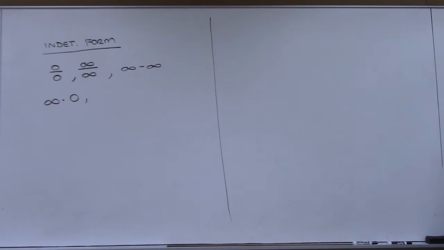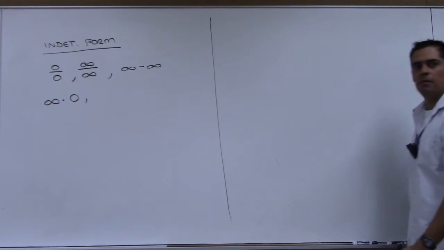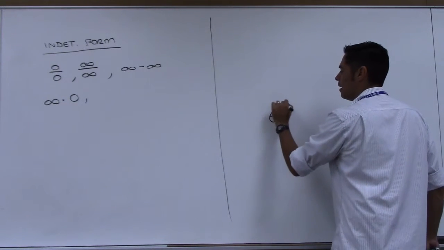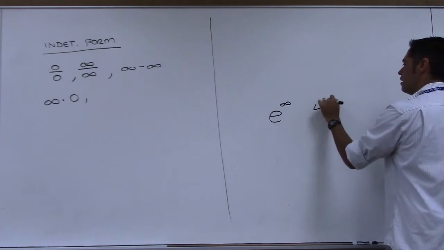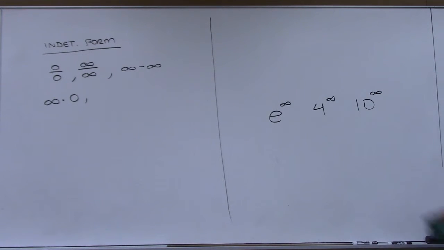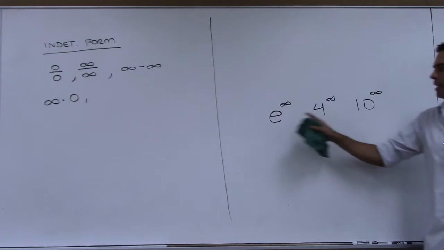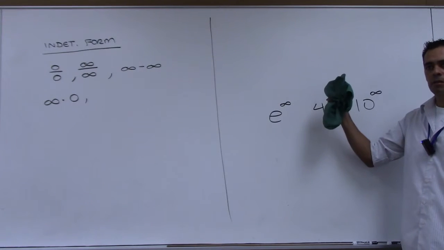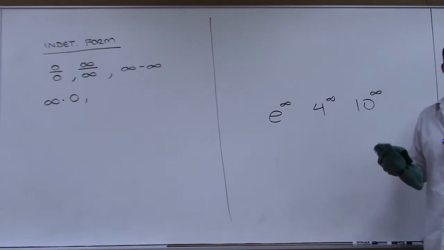All right, how about some things we haven't looked at? Okay, what about e to the infinity? Or 4 to the infinity? Or 10 to the infinity? Those are all becoming infinite, aren't they? E to a bigger power gets bigger. So all those blow up. So that's not indeterminate.